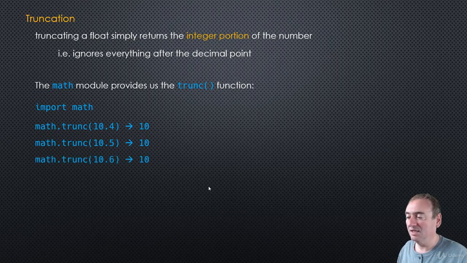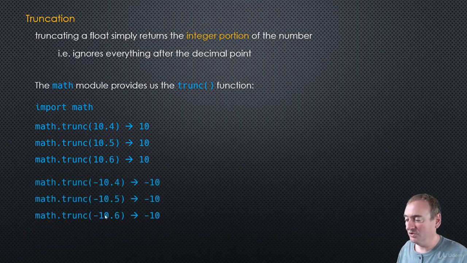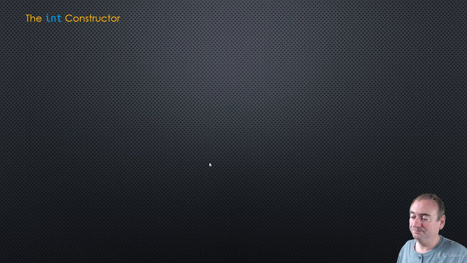10.5 will return 10. 10.6 will also return 10. We're just ditching what's after the decimal point. And it works the same way with negative numbers. We just ditch what's after the decimal point and retain the integer portion of that float.